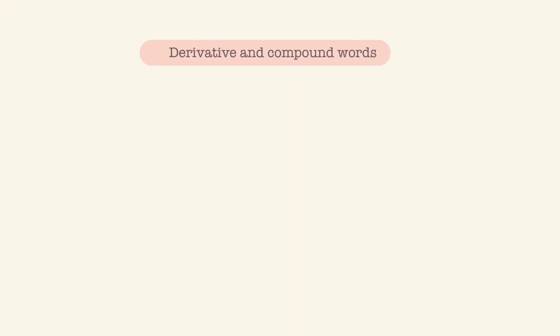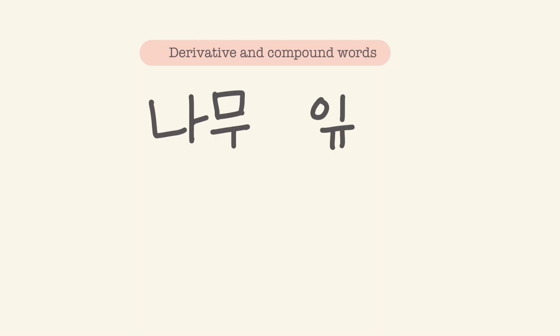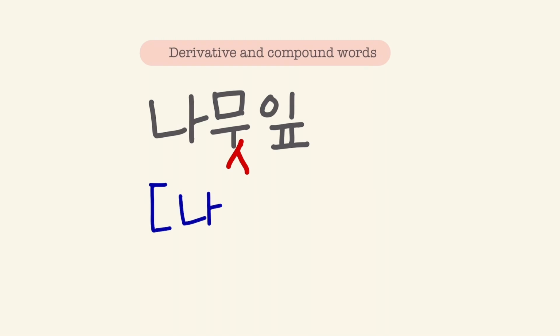For some derivative and compound words, shi-ot is added to the prefix, like 나무 and 잎. 나무 is a tree, and 잎 is a leaf. So if we combine them together, it means a tree leaf. To make it happen, it needs shi-ot in between. So shi-ot is gonna be the Batchim for the prefix. So now we made one word, tree leaf. In this case, we don't read it as 나무십, but we read it as 나뭇잎 because it's a compound word.